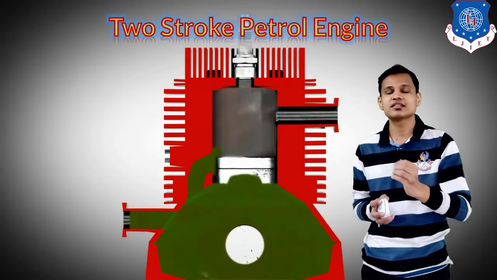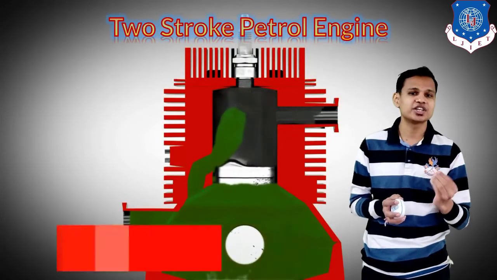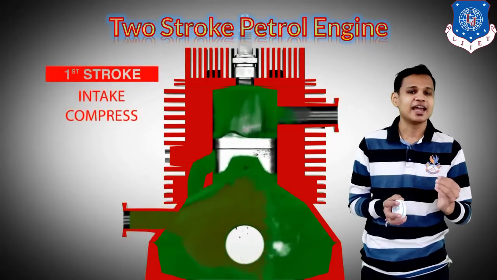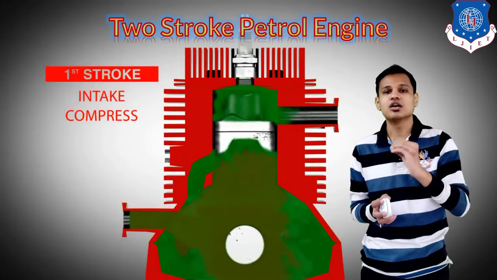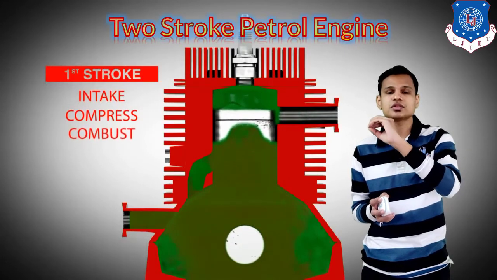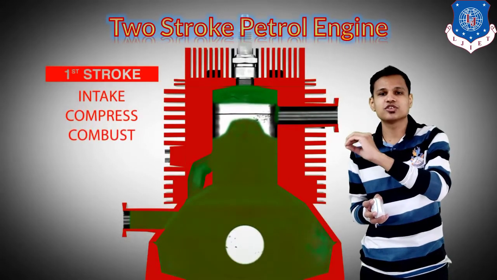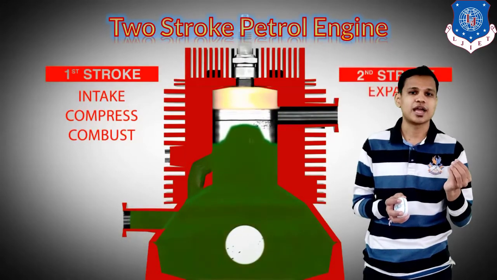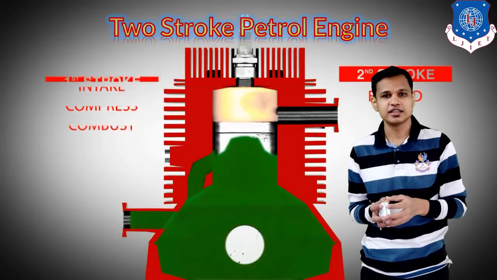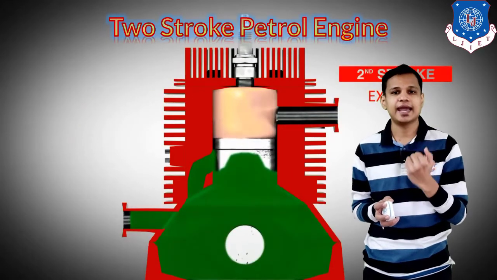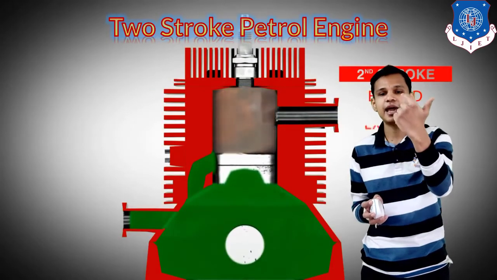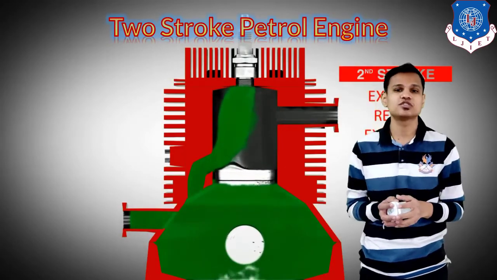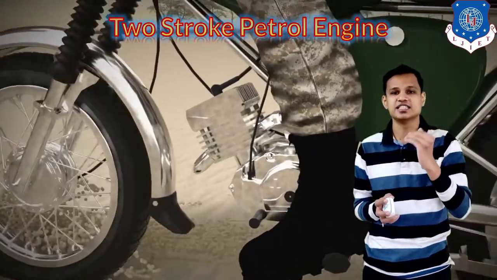So in that case, we can see that compression and suction happen simultaneously, and also the exhaust and expansion happen simultaneously. Right? So expansion and exhaust happen in the second stroke. With that, the exhaust gases go out from the engine.